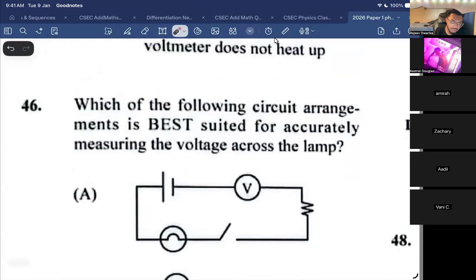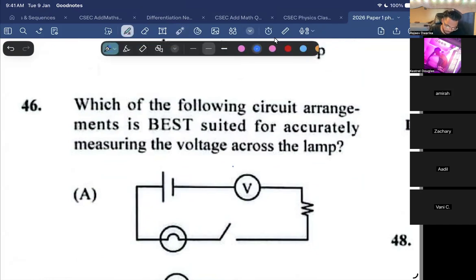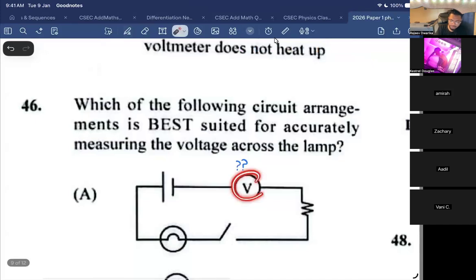46 A. No. You want to tell me why it's wrong? Because it's in series with the circuit and not in parallel to anything. Exactly. Let's see now, the voltmeter here is in series in the circuit. That's not possible at all. It's a red flag.